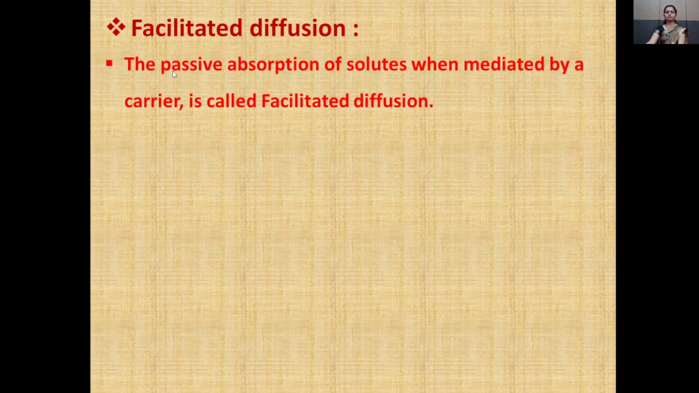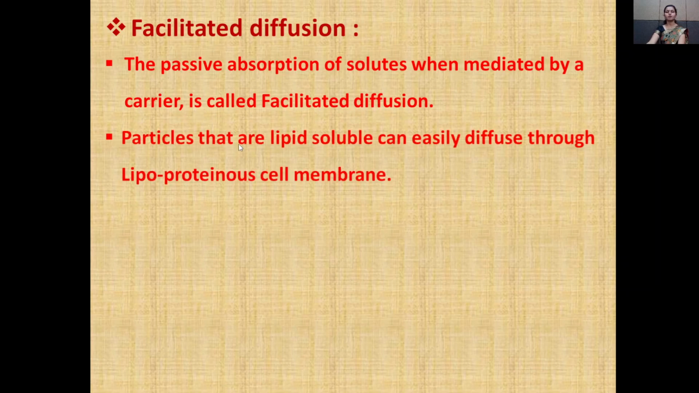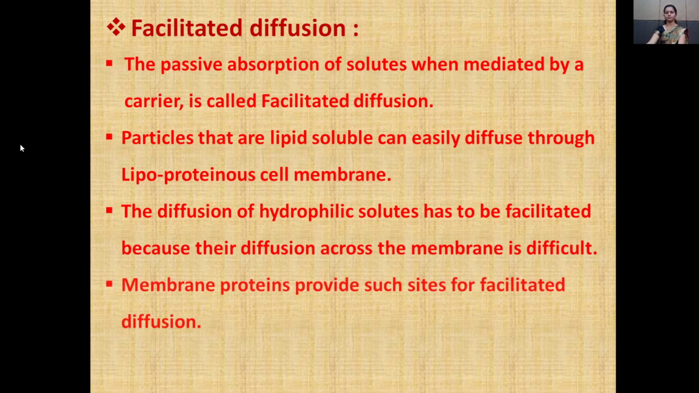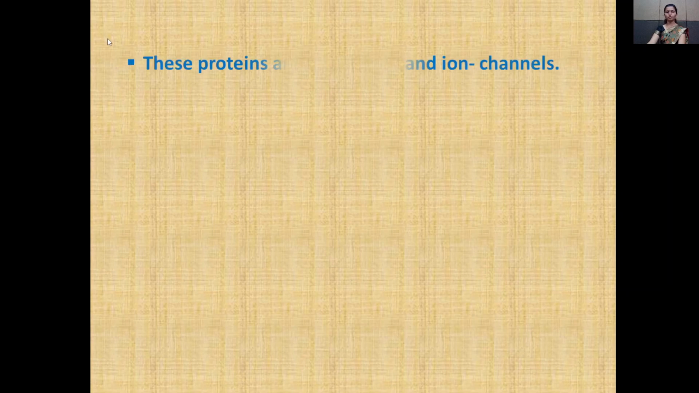Facilitated diffusion. The passive absorption of solutes when mediated by carriers is called facilitated diffusion. Particles that are lipid soluble can easily diffuse through the lipoproteinous cell membrane. The cell membrane is made up of a lipid part plus a protein part. The diffusion of hydrophilic solutes has to be facilitated because their diffusion across the cell membrane is difficult. Cell membrane proteins provide such sites for facilitated diffusion. Go to the next slide.